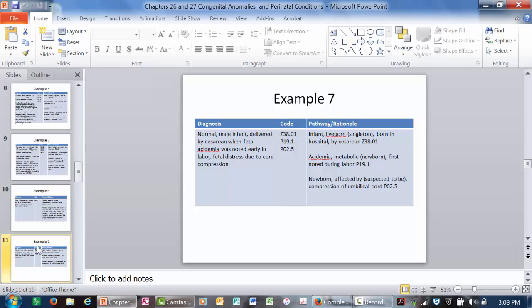Here is example 7, and I have the pathway on the right. We are using the principal diagnosis of Z38.01. The baby was born in this hospital by cesarean. And then I have the problems that are occurring, the perinatal conditions that are coded there.